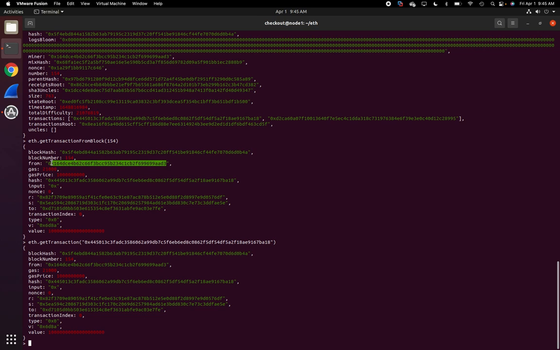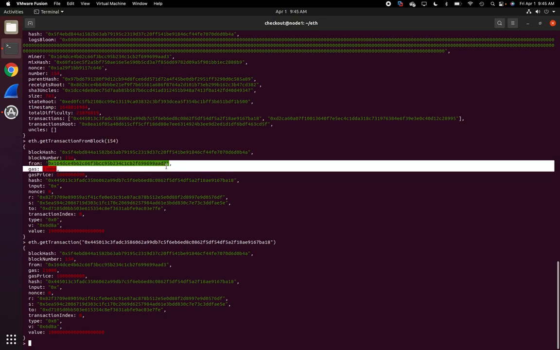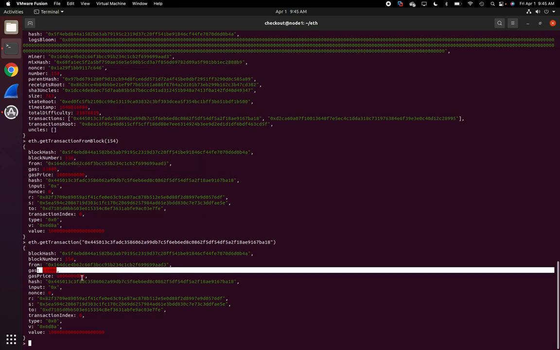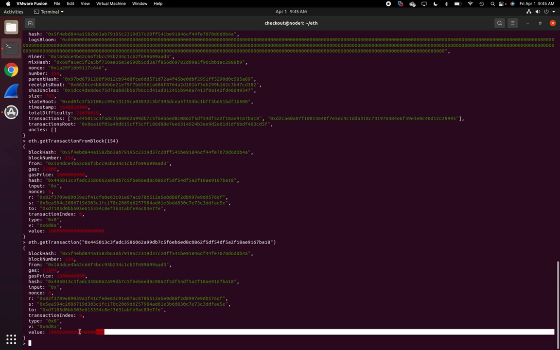So just from taking a look at this one block, 154, and verifying that there's a 153 and 155 that are valid, we can validate that a transaction went through. We have the to and from accounts. We know how much gas was used, how much gas was sent, the hash of everything, and the value that was sent over.